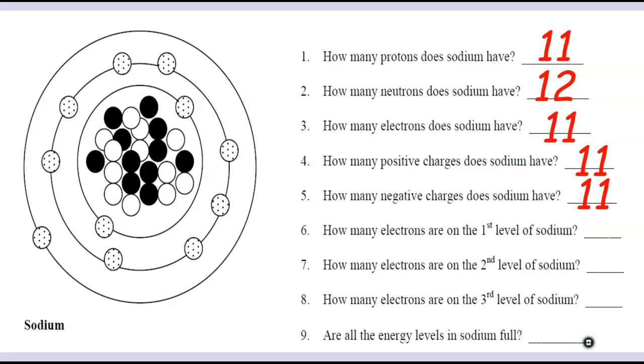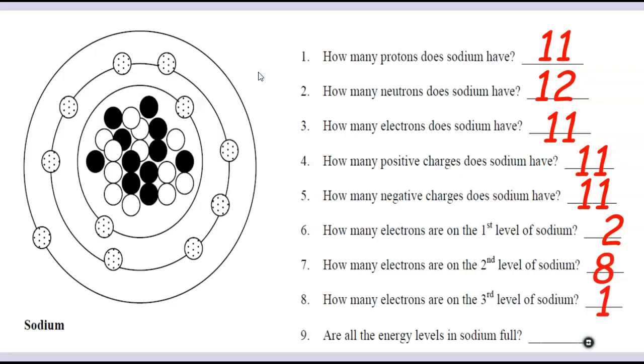How many electrons are on the first energy level or first level of sodium? So again, energy levels go 1, 2, 3. The closest one is the first one. So therefore, you just quickly count. There's only 2. When you count on the second one, there is 8. On the third one, there is 1.